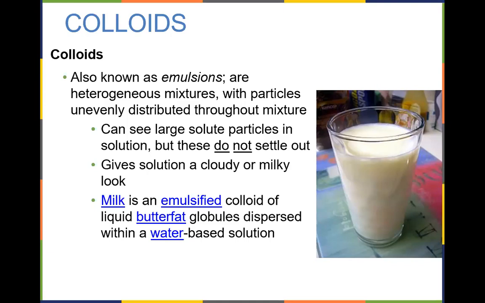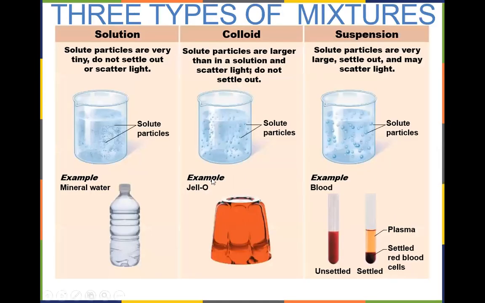So a colloid never settles out and you can't see through it. There's your solution there, and there's your colloid here. Jello is a colloid, even though it is somewhat transparent, because the solute particles in there are never going to settle out. Jello can be somewhat transparent or opaque, depending on what color the dye is that you use.